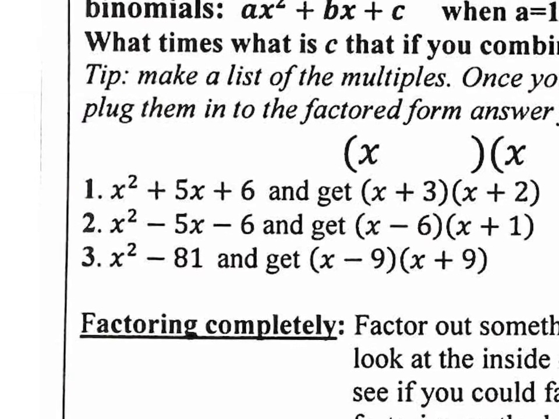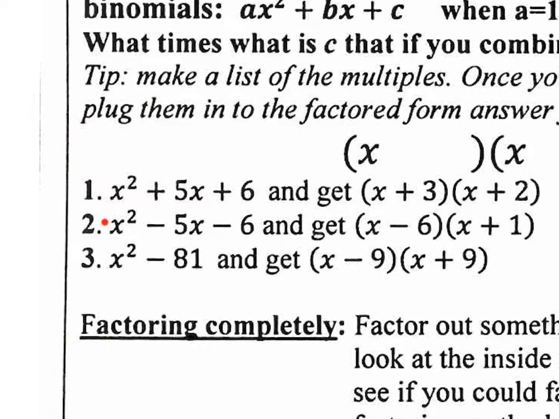Here are some examples. You see all of these have the a value of 1, which means it's really easy. All you do is think what times what is the c value, what times what is 6, that if you combine together is positive 5. What times what is 6 that if you add together is 5?